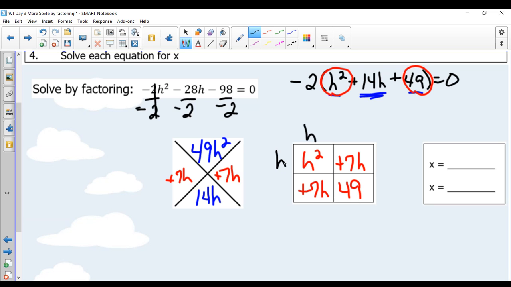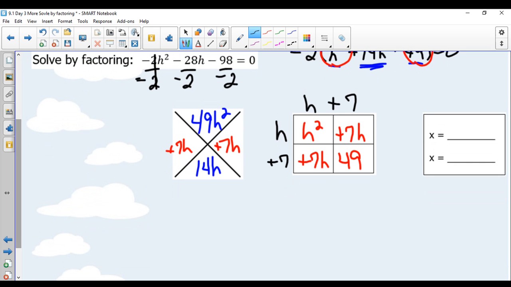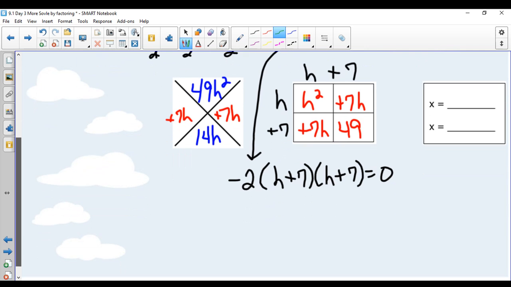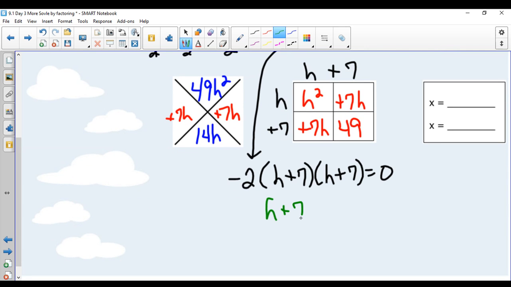So that would be h times h makes h squared, plus 7 to make 7h, another plus 7 to make 7h, and then we still get our 49. So in factored form, I should bring down that negative 2, and then I have h plus 7 times h plus 7 equals 0. And so then to solve this, I'm just going to set them both equal to 0.